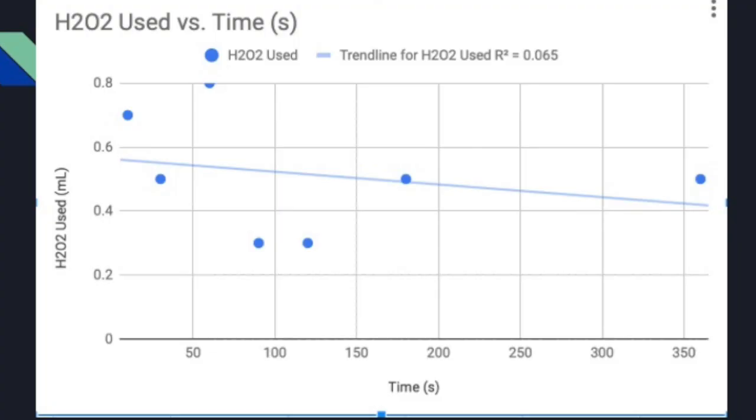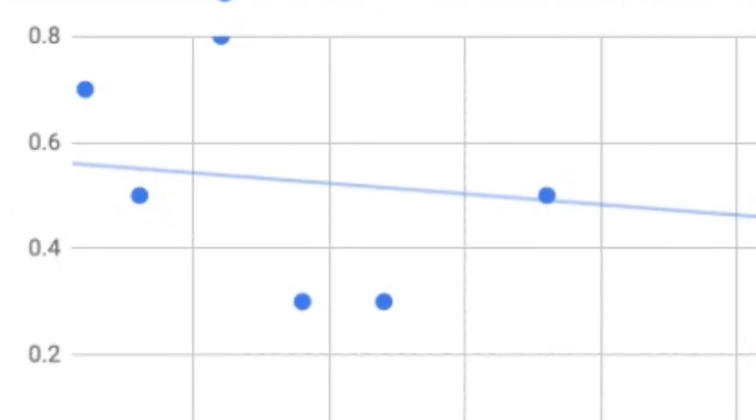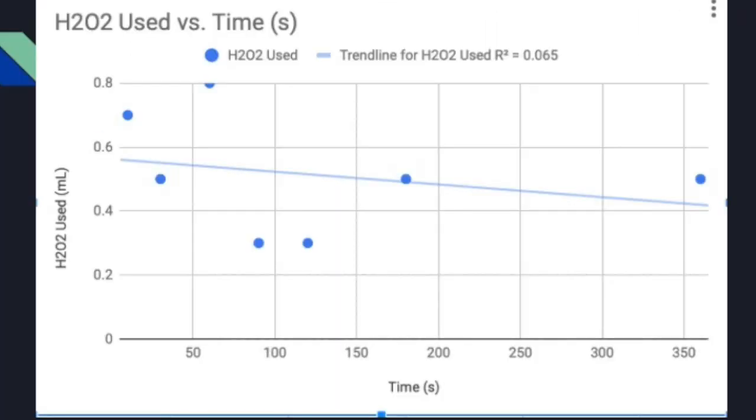As suggested by our very low R-squared value, the data we collected did not exhibit a strong correlation, which surprised us as they differ greatly from our hypothesis. There seems to be somewhat of a negative correlation, with the exception of the 60-second reaction, from the 10-second reaction to the 120-second reaction, which is what we expected.